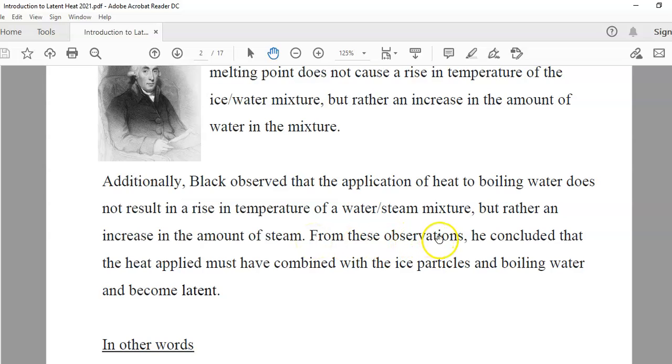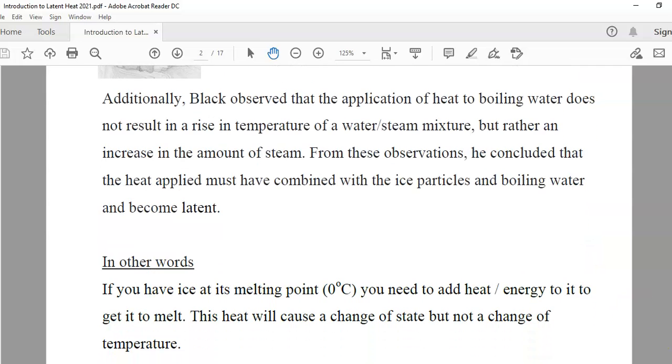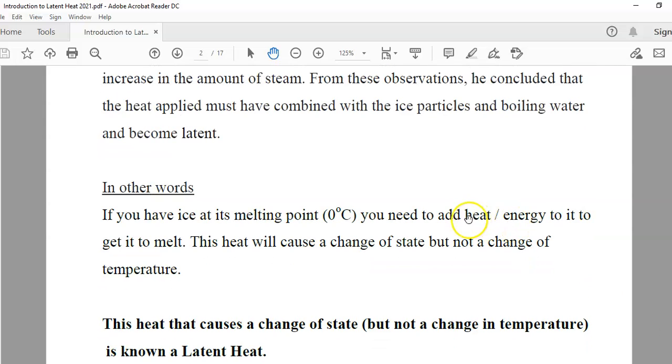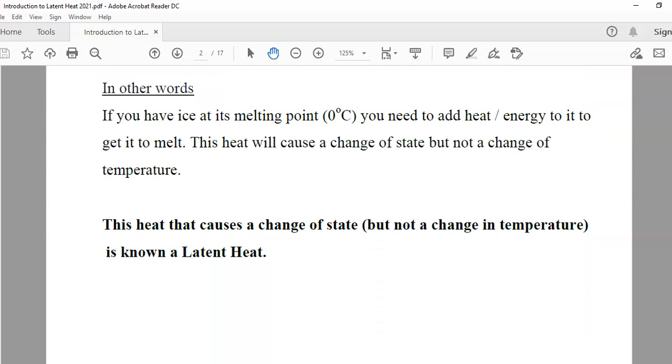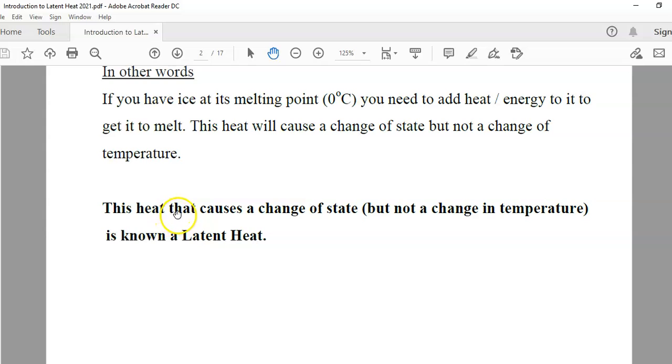From these observations, he concluded that heat must be applied to ice to melt it or water to boil it. In other words, if you have ice at its melting point, you need to add energy to the ice to get it to melt. This heat, this energy added, will cause a change of state, but not a change of temperature. And that's exactly how we define latent heat. We say latent heat is the heat needed to cause a change of state, but not a change of temperature. And that is the definition of latent heat.